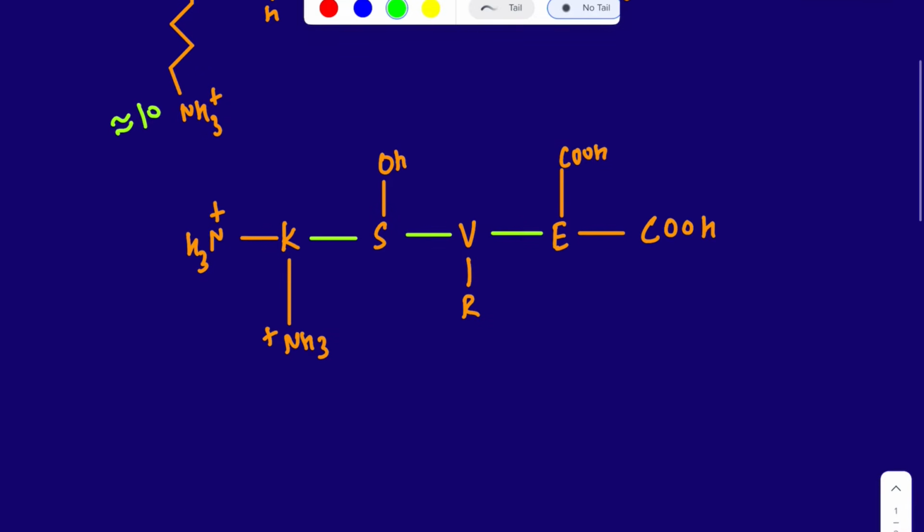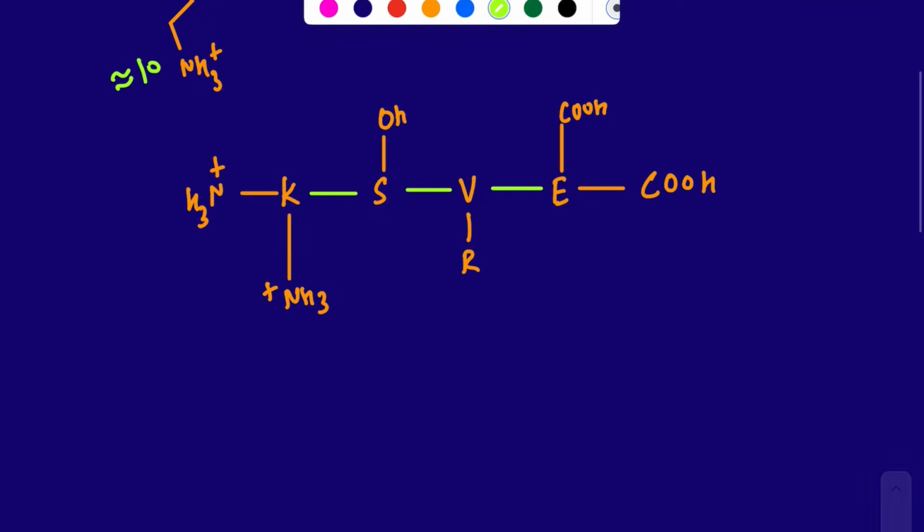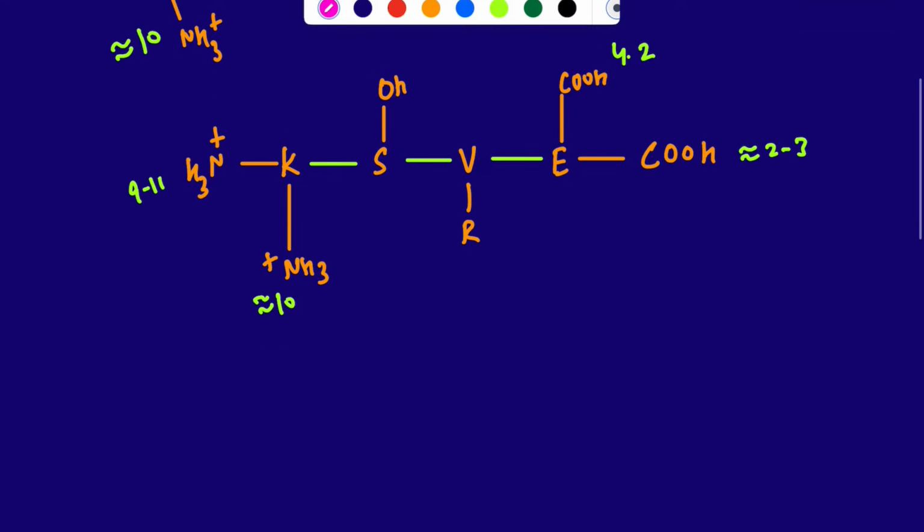So let's go ahead and come down here. I'm going to write down, let's say it's roughly 9 to 11 here. It's approximately 10 here, approximately 2 to 3 here, and I'm going to say approximately 4.2 here. So if I'm asked what's going to be the net charge at a pH of, let's say, 1.